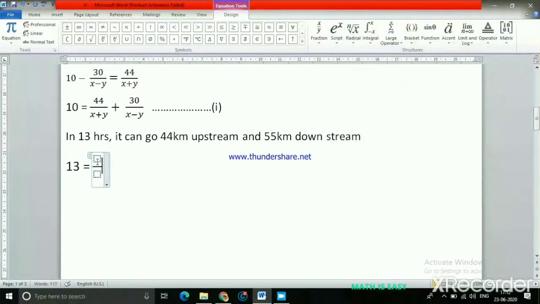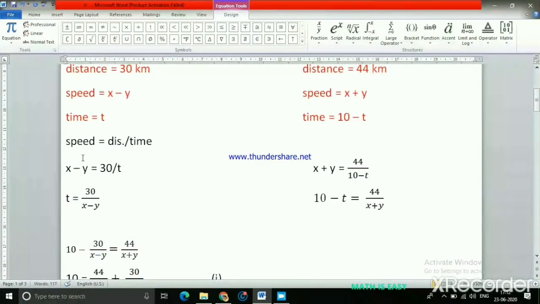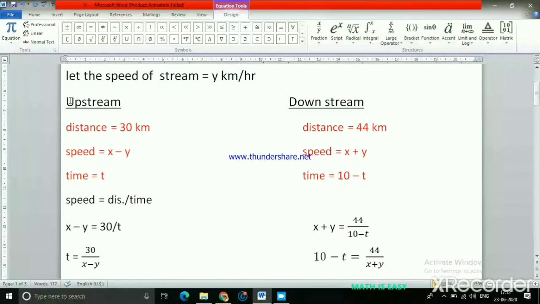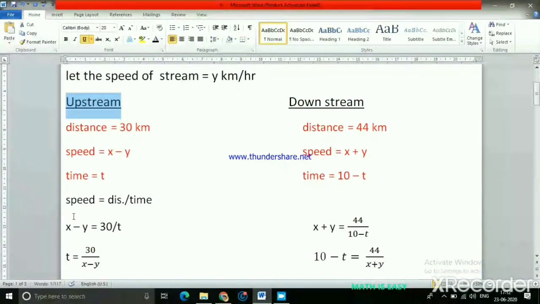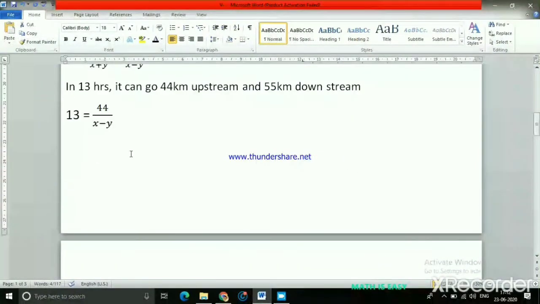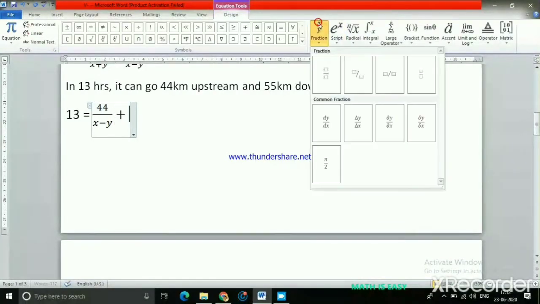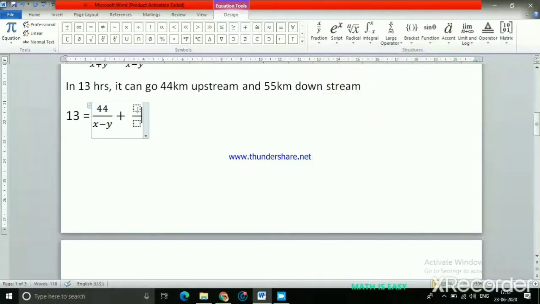First one, if I take upstream, because 44 km upstream, so distance is 44, and the upstream speed is going to be x minus y. If you want, you can check. Upstream, this is upstream, and speed is going to be x minus y. Here also it is written, upstream speed is x minus y. So once you understand the concept, then you can write these things directly. You don't need to write each and every step every time.